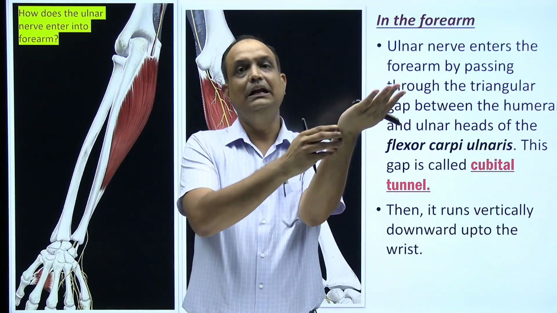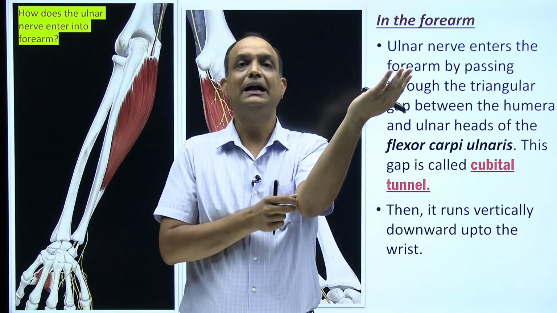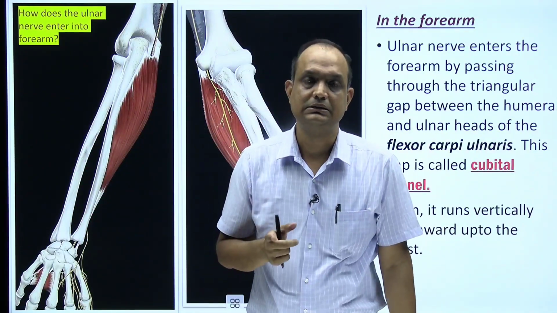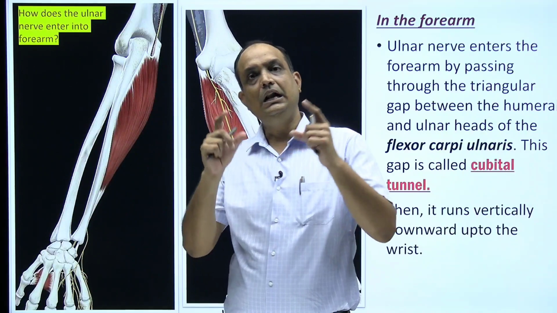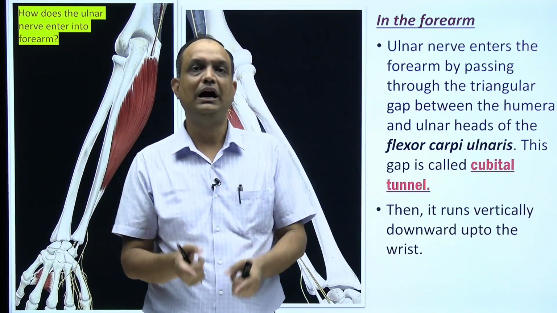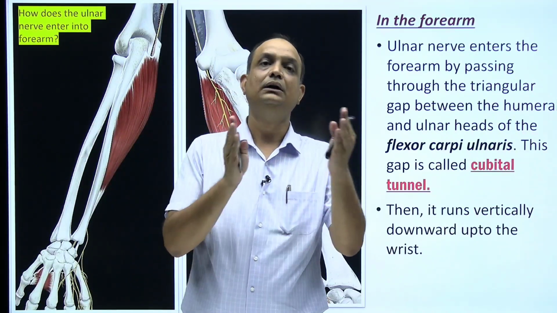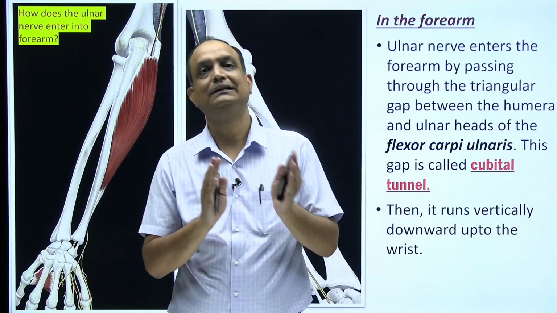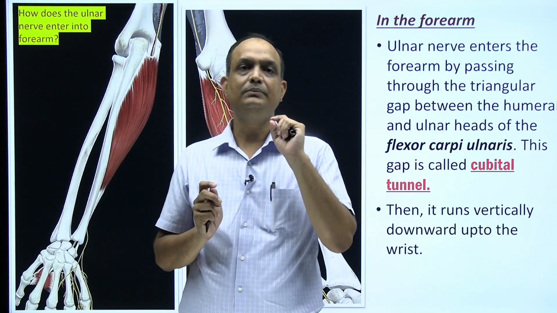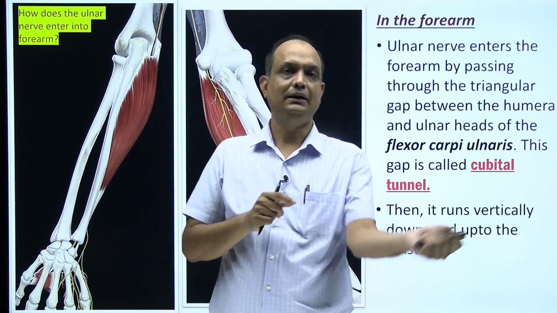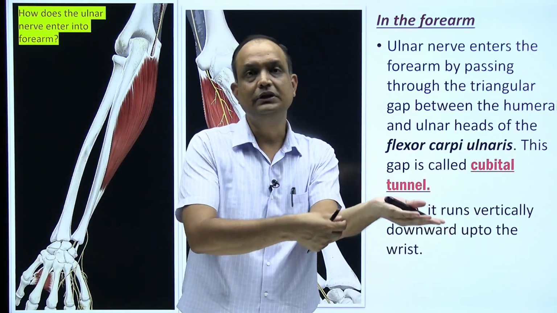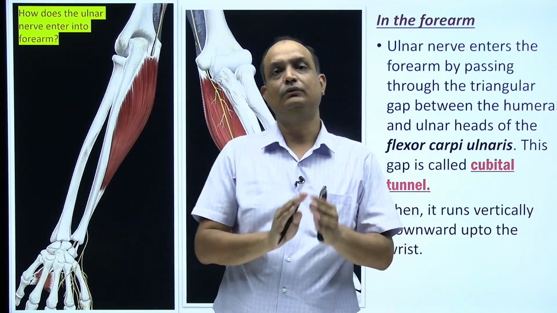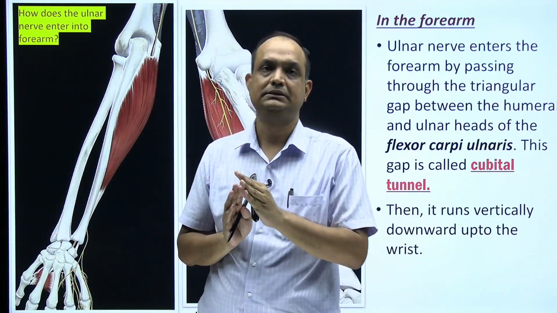And along this ulnar border of the forearm, you have a muscle known as flexor carpi ulnaris. So, you are reading the ulnar nerve, and you have to correlate the ulnar nerve with the muscle which has the ulnar name, like flexor carpi ulnaris. So, it becomes easy to keep in mind that the ulnar nerve enters into the forearm by passing between the two heads of flexor carpi ulnaris.